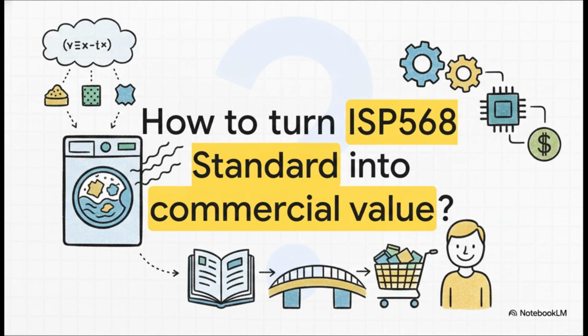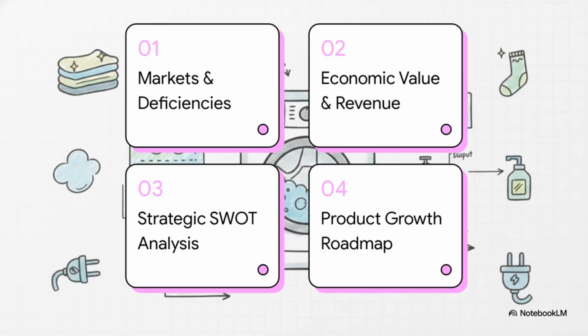Think about it. How does an academic syllabus on fuzzy logic, a system relying on 75 complex mathematical rules to map soil levels, load weights, and fabric delicacy, actually engineer real-world profitability? To answer that, we have to bridge the gap between algorithmic theory and everyday consumer demand. We essentially have to prove that this technology solves real, quantifiable problems that people are more than willing to pay for. To do that, we'll be critically evaluating 4 key pillars today: target markets and deficiencies, economic value and revenue, our strategic SWOT analysis, and finally, the product growth roadmap.